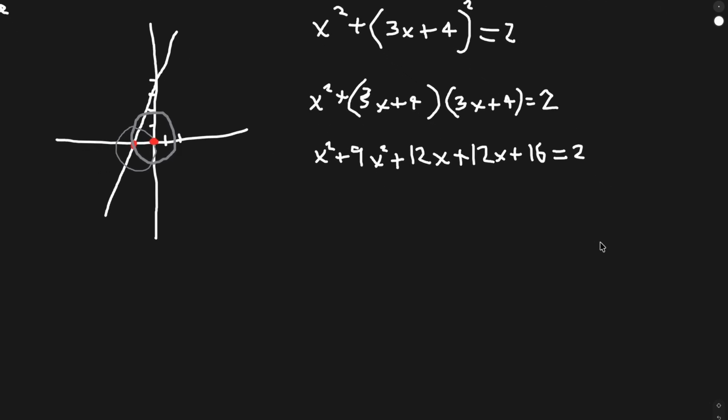So, let's make this equal to 0. First, let's collect some like terms. So x squared plus 9x squared is going to be 10x squared. 12x plus 12x is going to be 24x. 16, and then we're going to minus 2 from both sides, so it'll be plus 14. It's equal to 0.